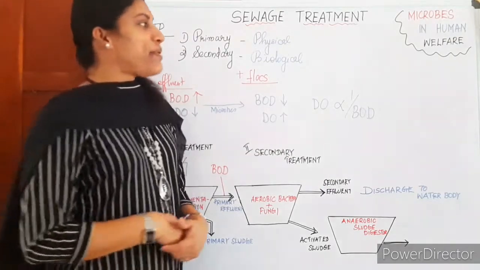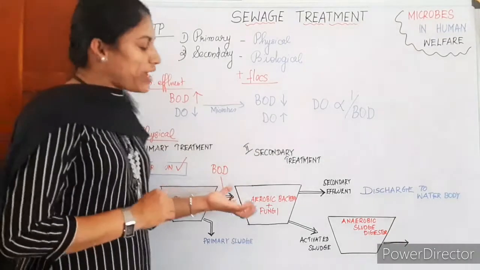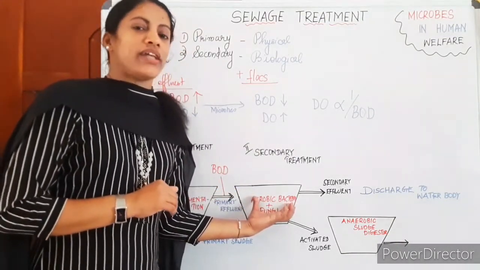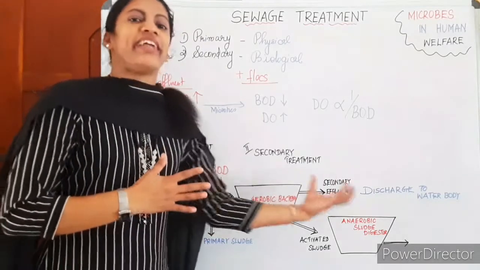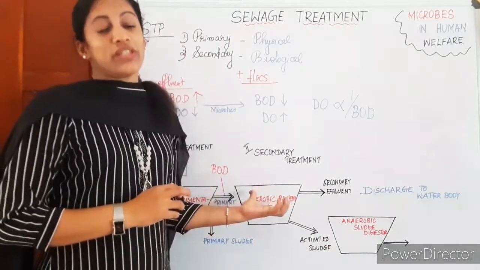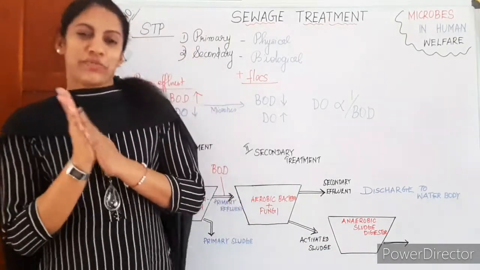Okay, so that is about sewage treatment. Keep in mind the different steps, and keep in mind that aerobic bacteria are used in the secondary treatment. Aeration should be there, and anaerobic sludge digesters use anaerobic bacteria also. Flocs mean fungi are also used here. Okay, that's about sewage treatment.